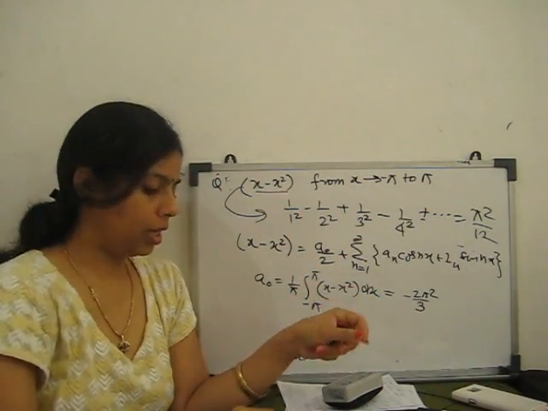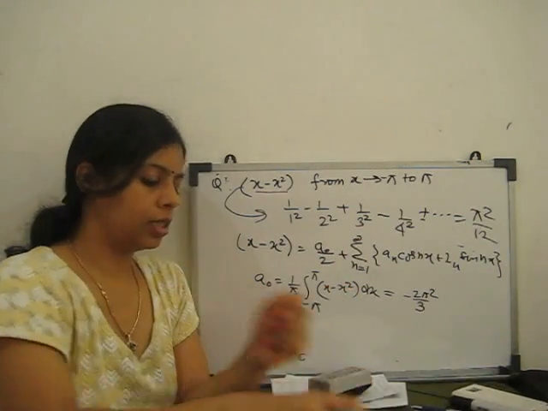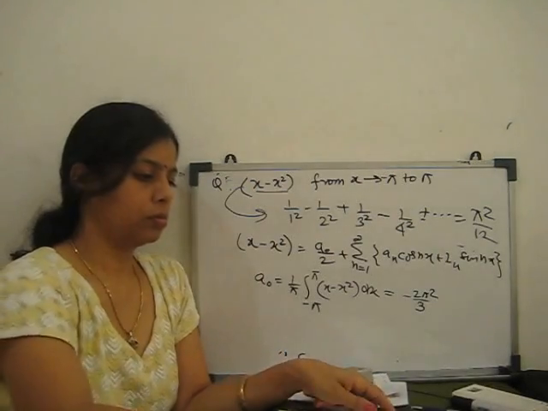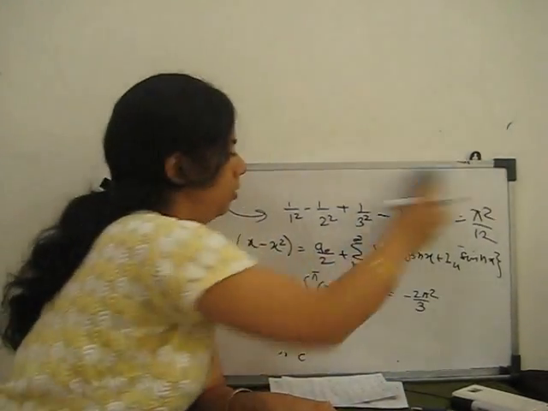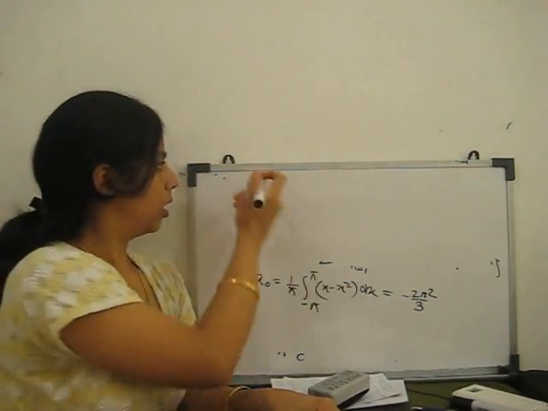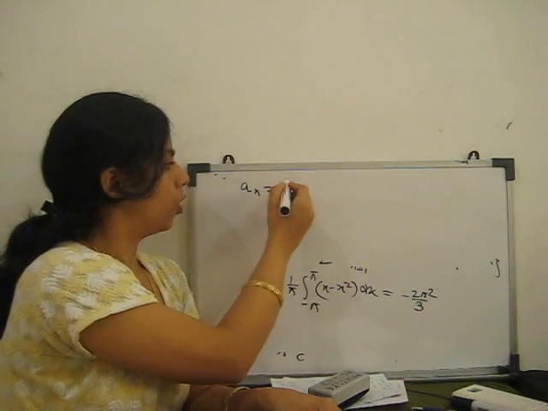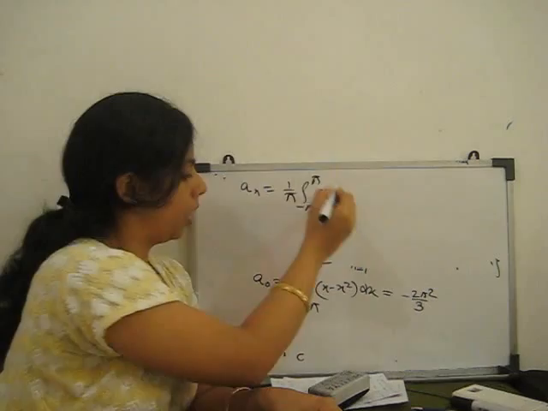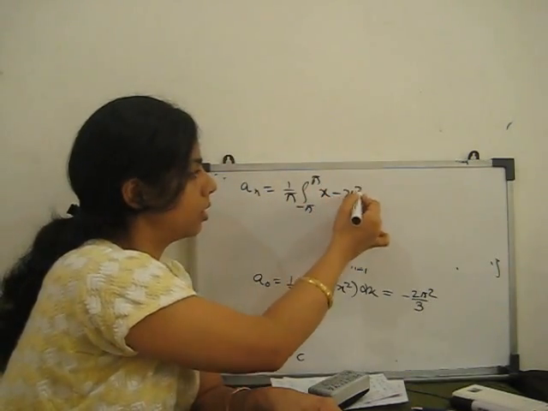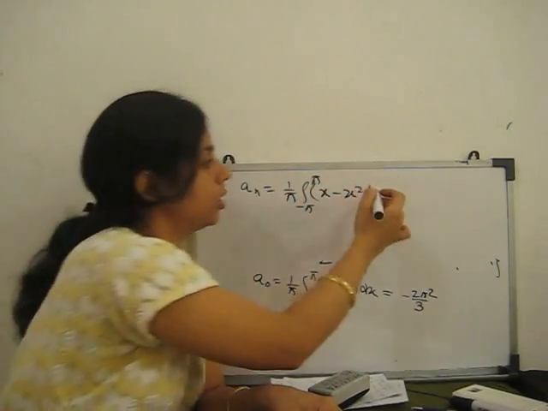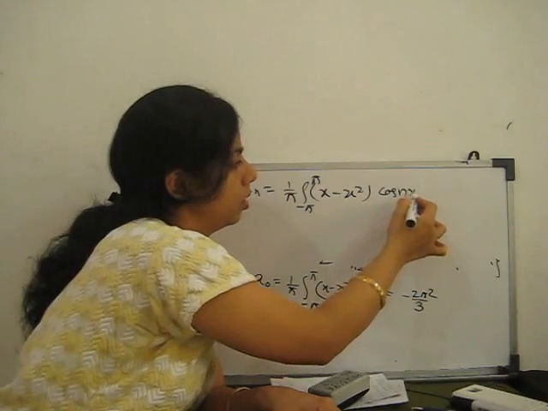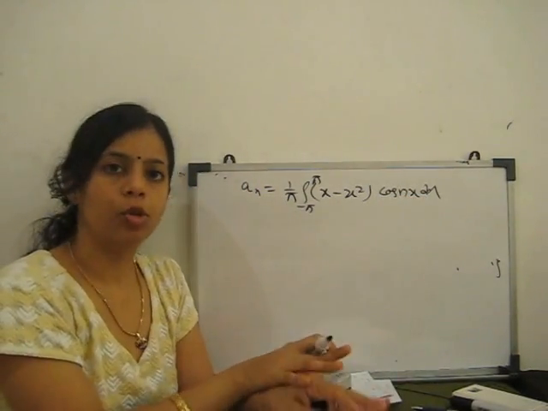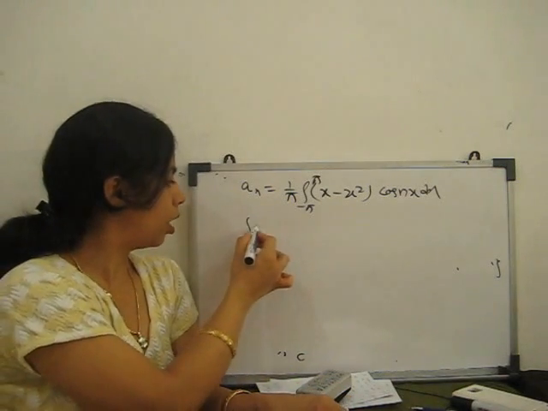When we get a0, then we go for the next, an. So what is our an? an is equal to 1/π ∫ from -π to +π of (x - x²) f(x) cos nx dx. When we integrate this, we always have to use our integration formula.